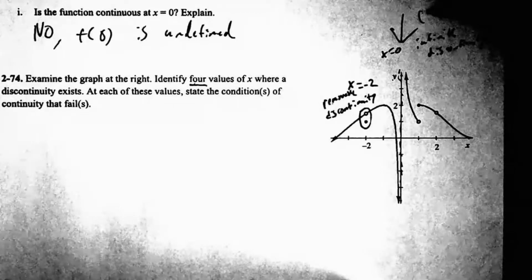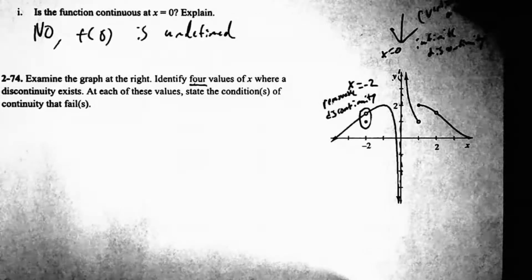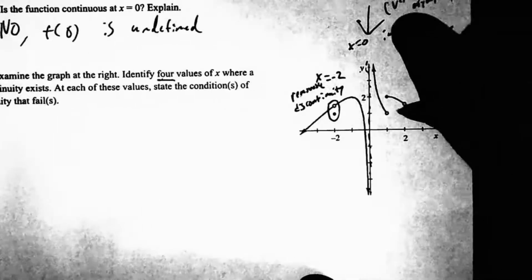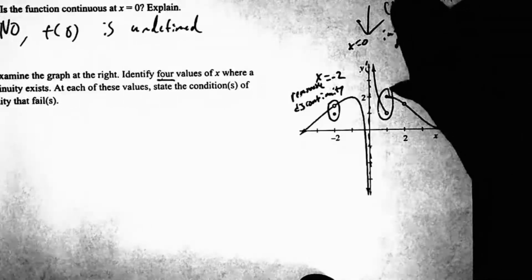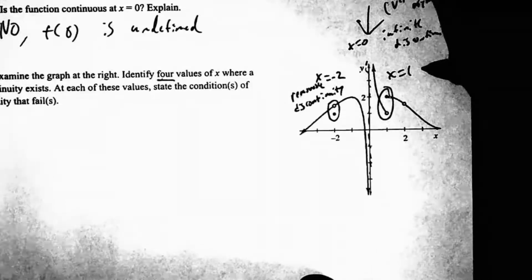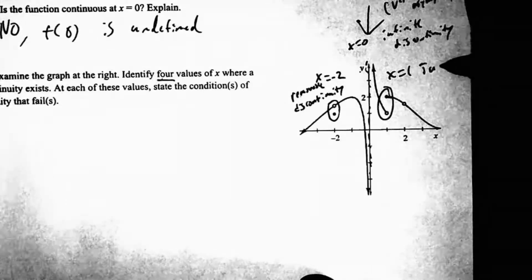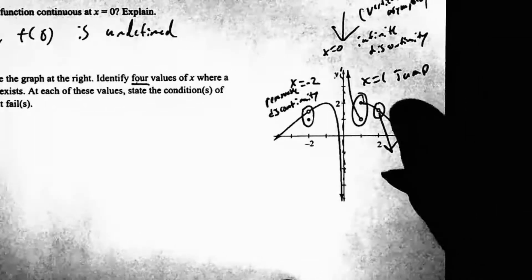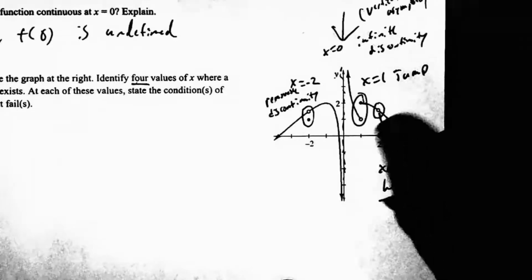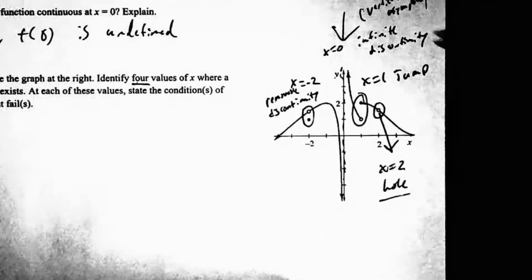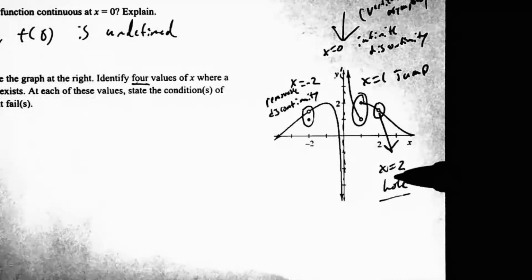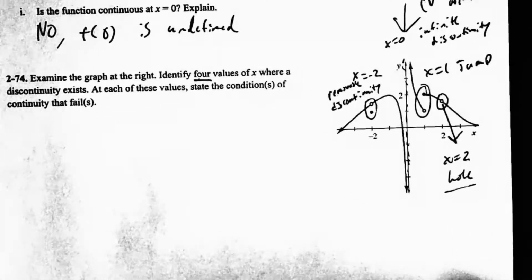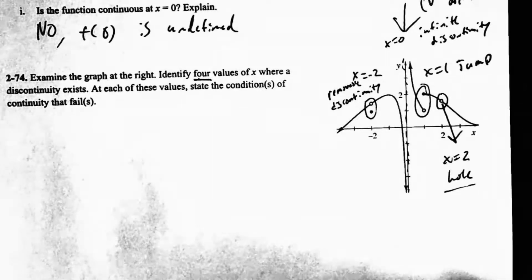This is a vertical asymptote. Here we have a discontinuity at x equals 1. This is called a jump. And then we have another one at x equals 2. We have a hole. Okay, so removable, infinite, jump, and hole. Now we need to state the conditions of continuity that it fails.